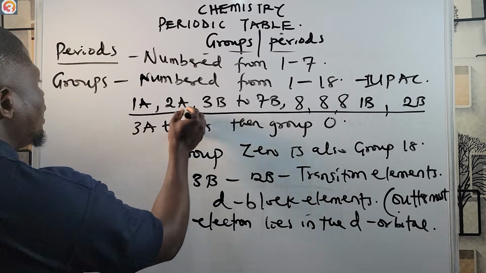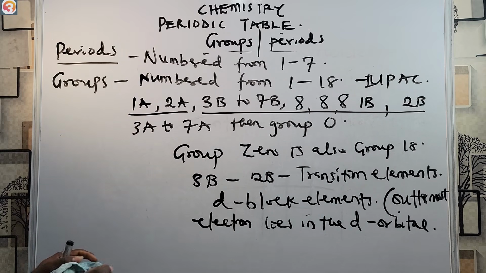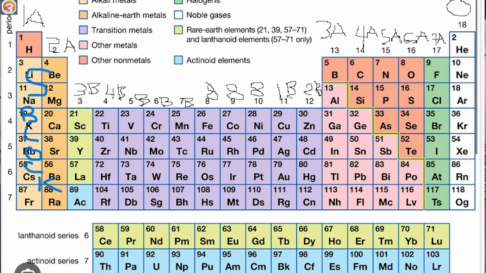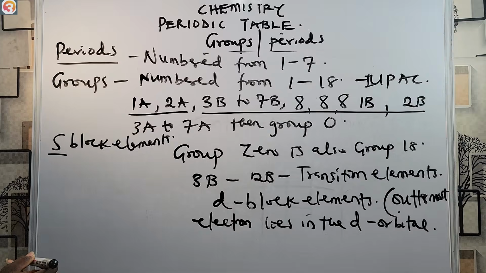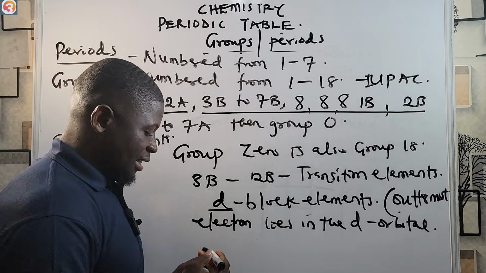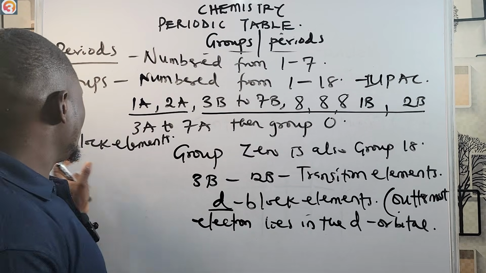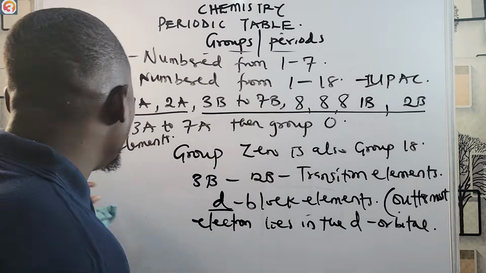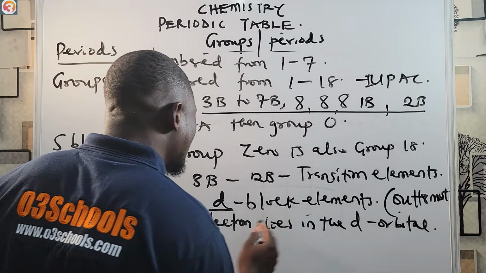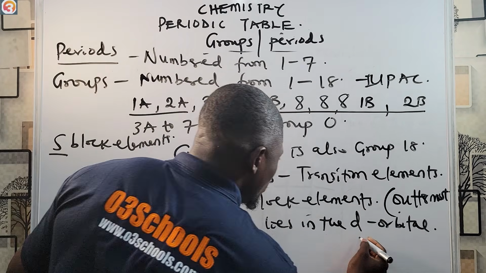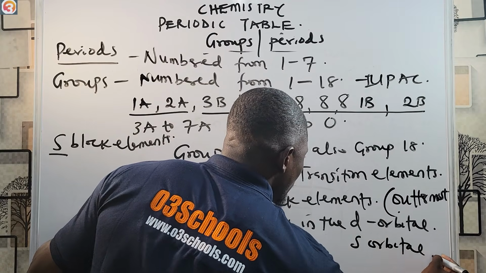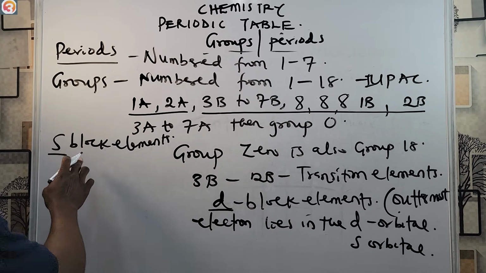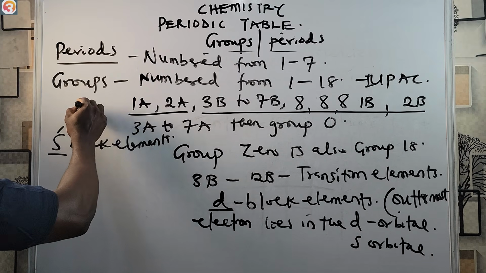From 1A to 2A, they are called the S block elements. The transition elements are called the D block elements. Why are 1A to 2A called the S block elements? They are called the S block elements because their outermost electron lies in the S orbital.